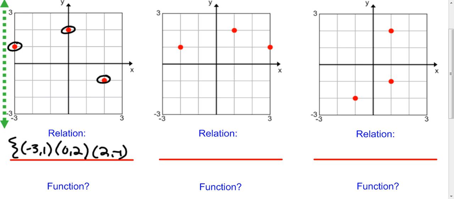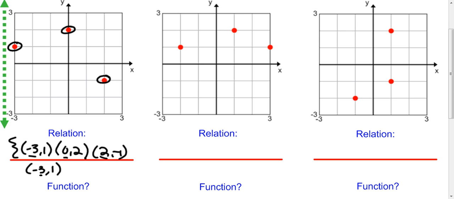What I want you to notice is that every single one of these x values is different. That's a key right there that it is going to be a function. If all of your x values are different, it will be a function. If you have repeated x values, so let's say I have another coordinate right here, that would be (-3, 4). That would make it not a function. But if it was (-3, 1) and it's just simply listed twice, then it would be a function. If all your x values are different, it's a function.